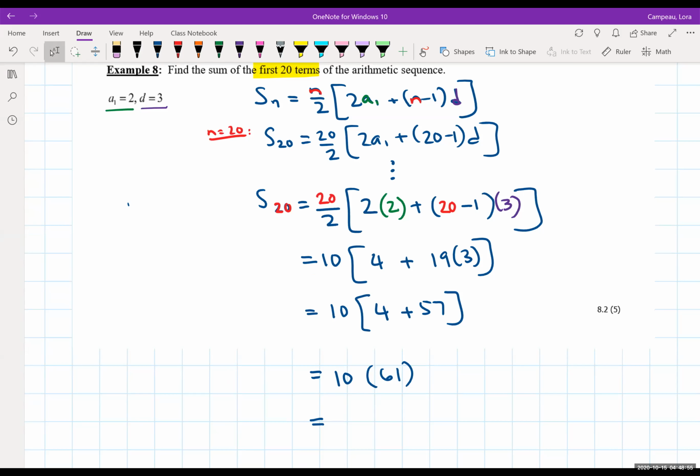10 times 61, I will finally get 610 as the value or the sum of the first 20 terms in the sequence with the specified values. So take a little time to practice with these examples and with your homework problems. Once you get pretty good at those, I'll see you in the next section.